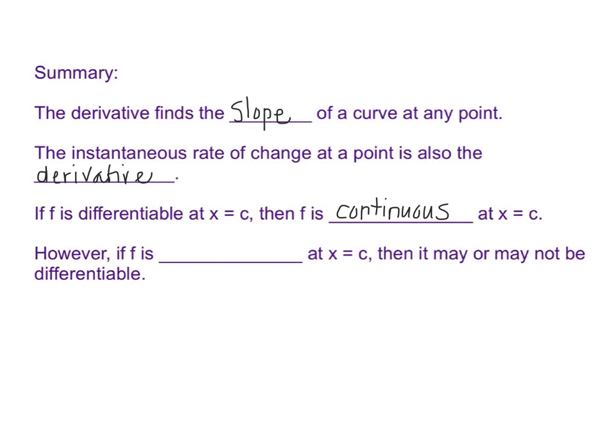So that's important. However, if f is continuous at x equals c, then it may or may not have a derivative. It may or may not be differentiable there. And we're going to learn later what that means in terms of what the graph looks like. So if it's differentiable, it's continuous. But if it's continuous, it might not be differentiable. Okay, so this is not a biconditional statement. This is just a straight if-then conditional. If it's differentiable, then it's continuous, because the opposite is not always true.